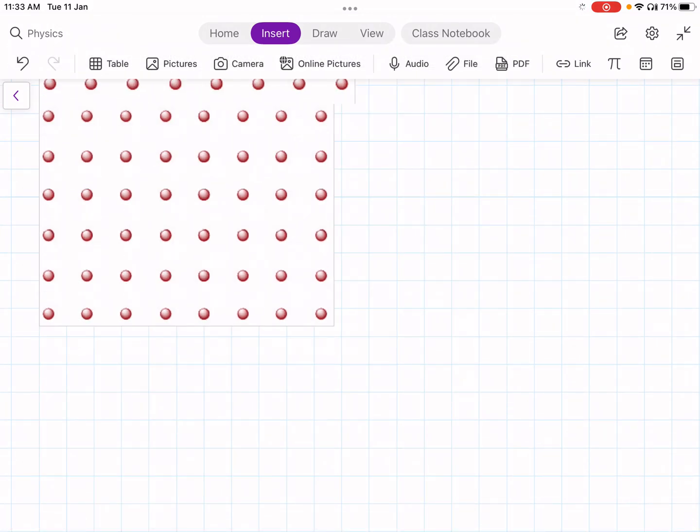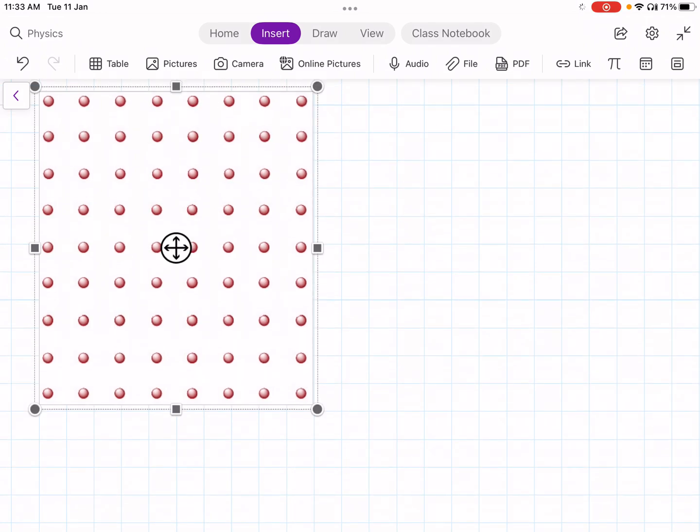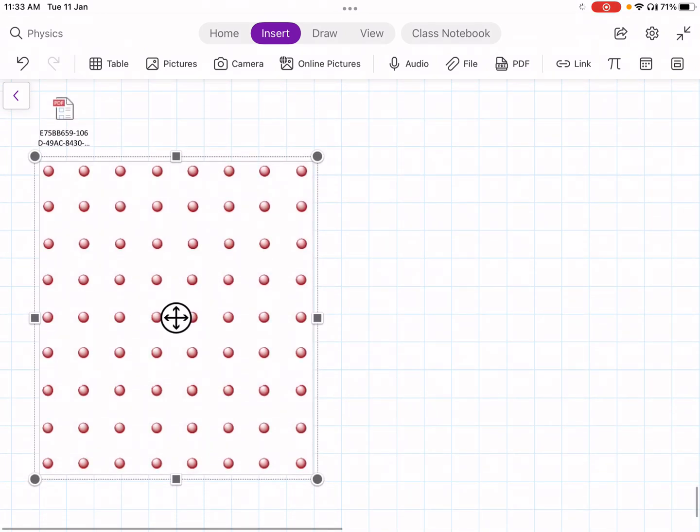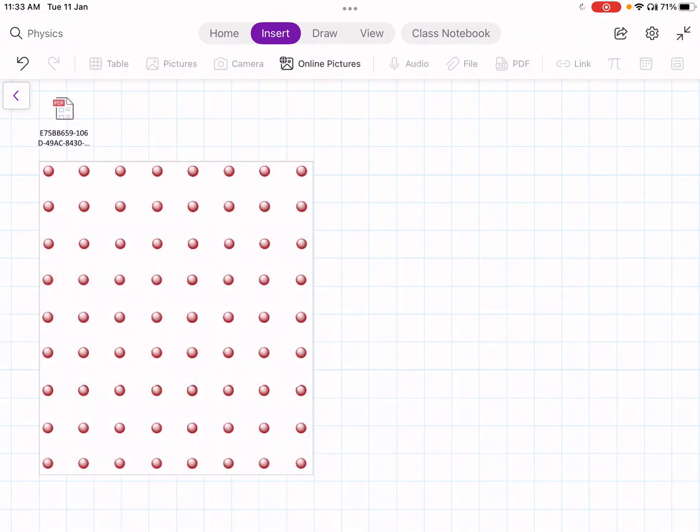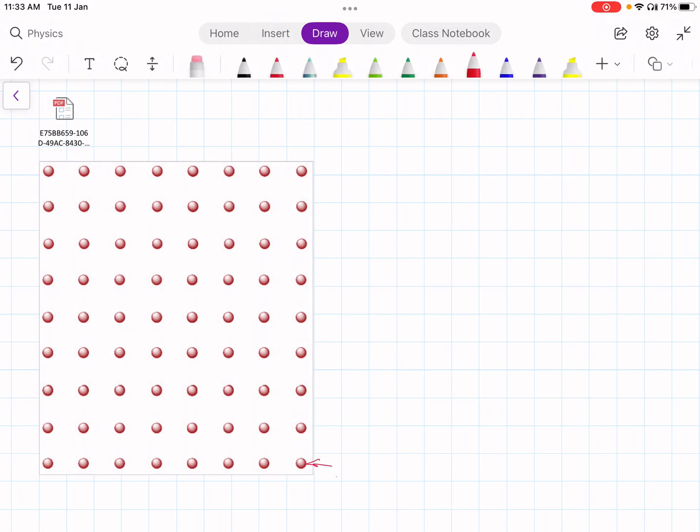Let me reduce that in size. So this is a two-dimensional space lattice. It is an infinite array of points in two dimensions such that each and every point has identical surroundings. That is the definition of the space lattice, and these points are called lattice points.